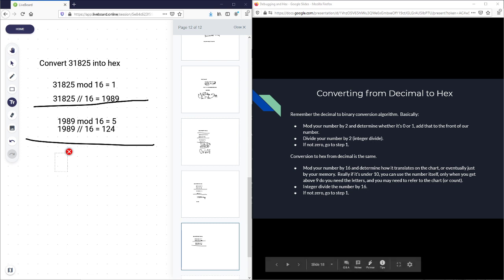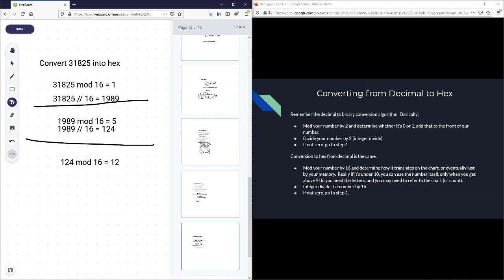Yep. So 124 mod 16 is 12. And 124 divided by 16 will be 15. Oh, I'm sorry. No, it won't be. It'll be 7. So 124 divided by 16 is 7.